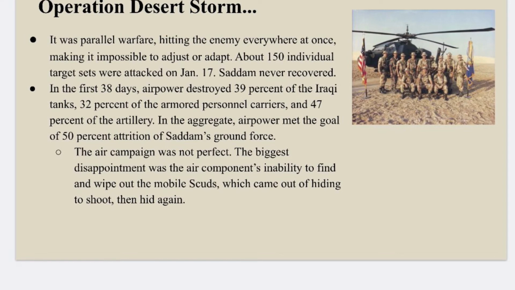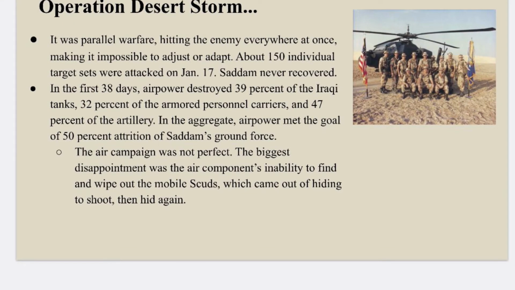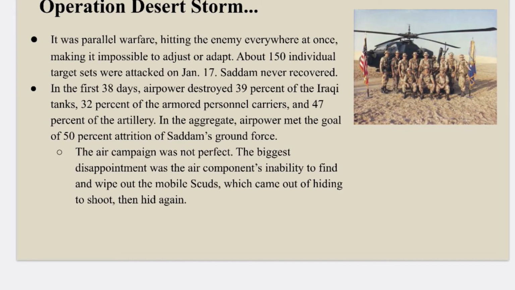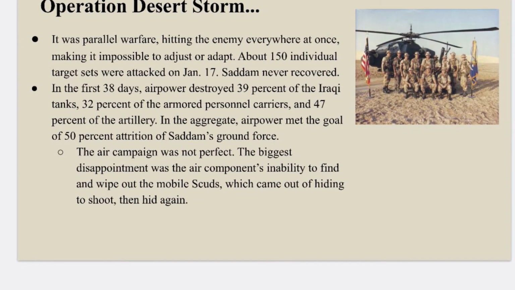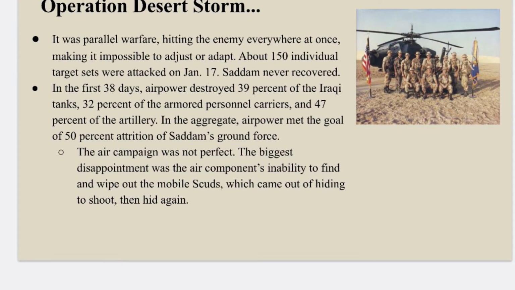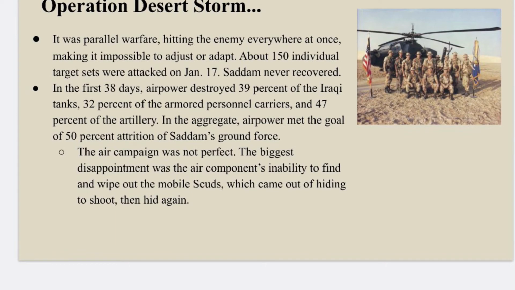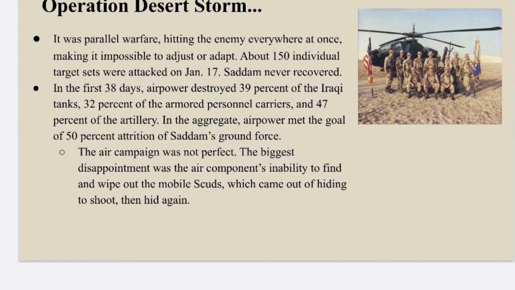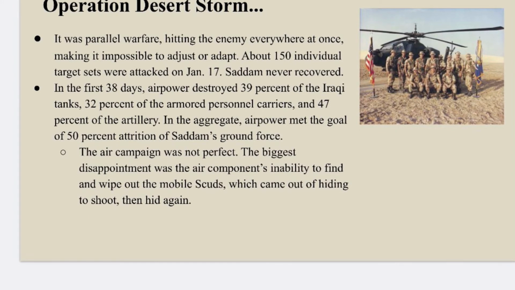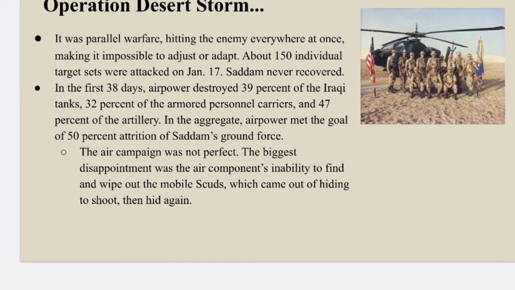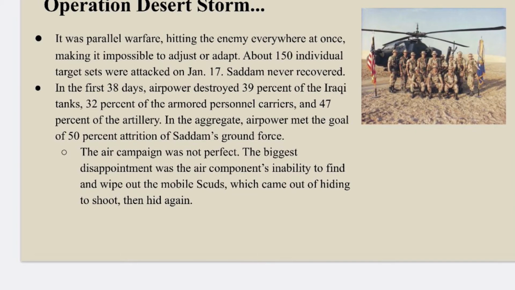Saddam never recovered. In the first 38 days, air power destroyed 39% of the Iraqi tanks, 32% of armored personnel carriers, and 47% of the artillery. In the aggregate, air power met the goal of 50% attrition of Saddam's ground forces. It was not perfect, but it was the biggest disappointment that Saddam could have felt. And the mobile Scuds, which came out of hiding to shoot, were hit and destroyed.